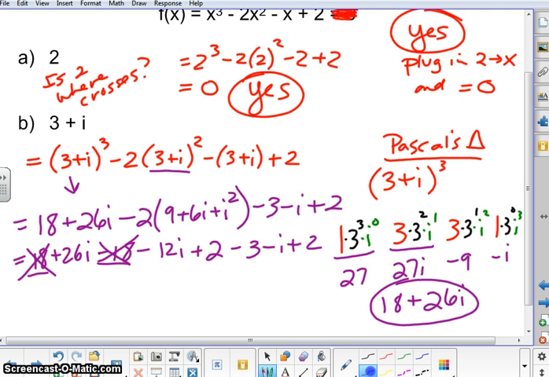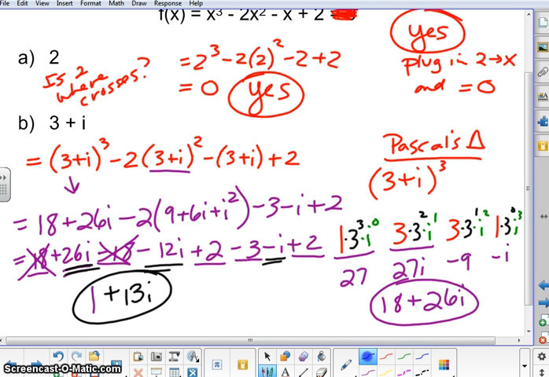I've got 18 and 18, they're gone. I've got a 2, negative 3, and a 2. So that gives me a total of 1. And then the last like terms would be this 26. Let me go ahead and get you a different color here. 26 minus 12 minus i. So that gives me a total of 13i. Now, is it 0? No, it does not equal 0. Therefore, it is not going to be a root.